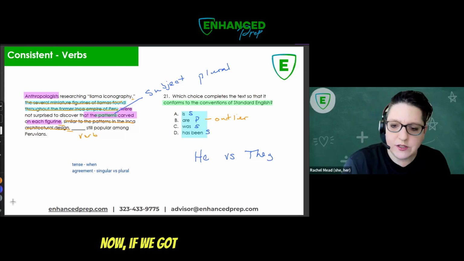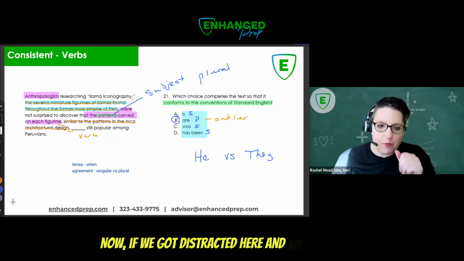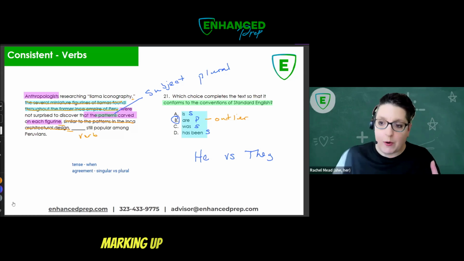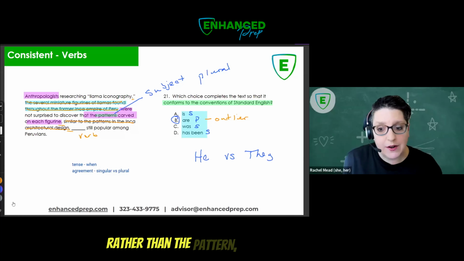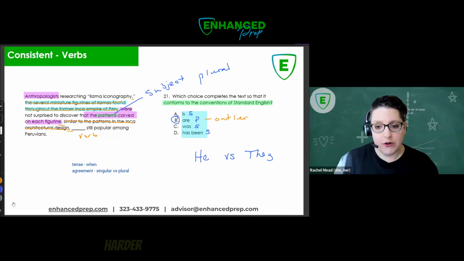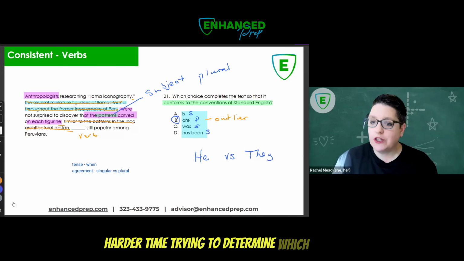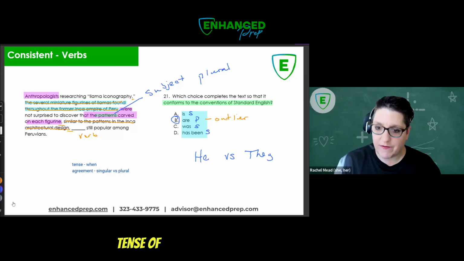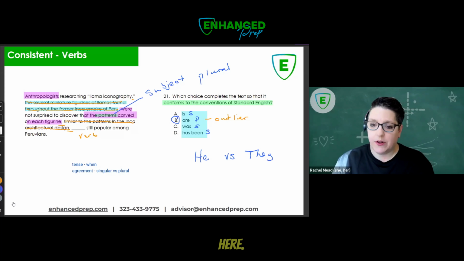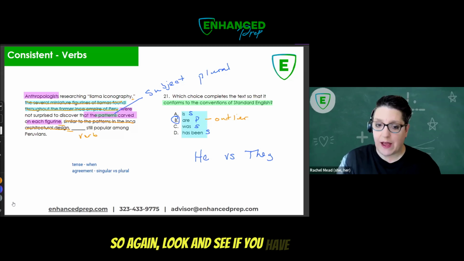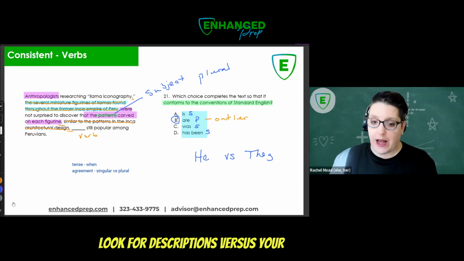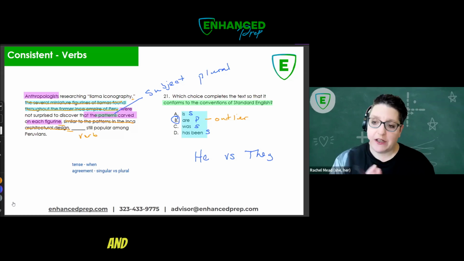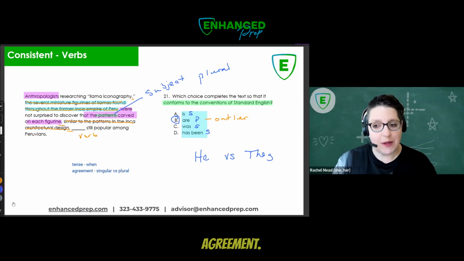Now, if we got distracted here and worked on matching up to each figurine rather than the patterns, we would have a much harder time trying to determine which singular form of our verb we wanted to put in place here. So again, look and see if you have the outlier. Look for descriptions versus your actual subject and make sure you're paying attention to that agreement.